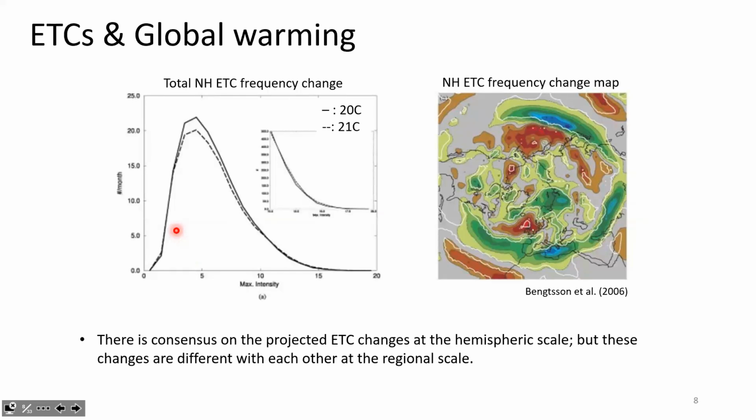As the impact of global warming has been reported, there have been efforts to understand extratropical cyclones' response to a warming climate. The left figure is the future change of northern hemispheric cyclone frequency at the hemispheric scale, and the right figure shows its spatial distribution. Many previous studies suggested that at the hemispheric scale, extratropical cyclones may decrease in a warming climate, but these changes are shown differently in each region at the regional scale, as shown here.